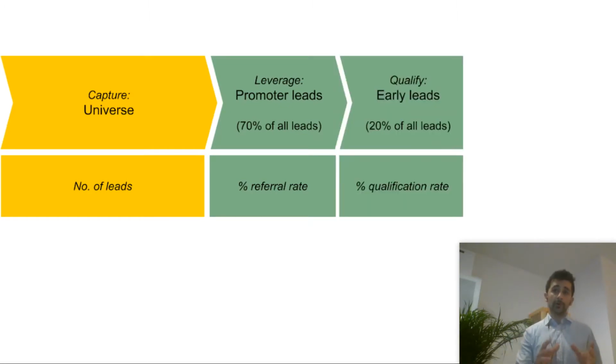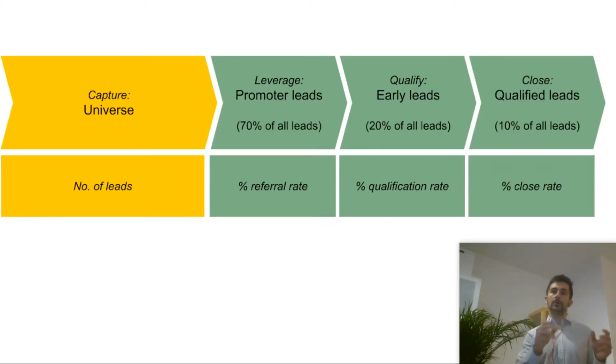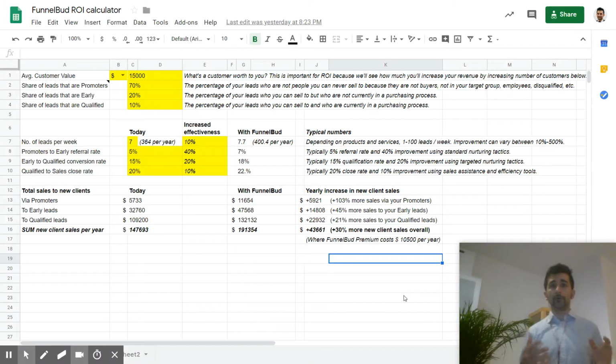It can help you convert your early leads to qualified leads, and it can help you close those qualified leads better. By putting all of these conversions into a formula, we get our ROI calculator. This calculator shows you, in essence, how much more revenue you can get by selling to more new clients per year. We'll go through an example, a case example here.